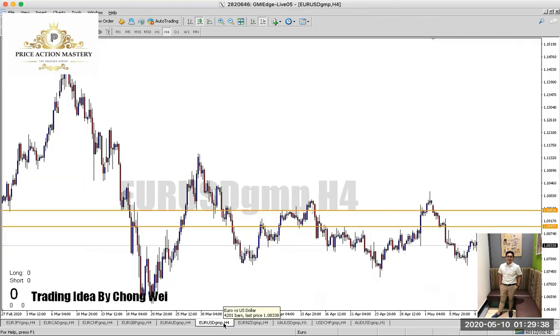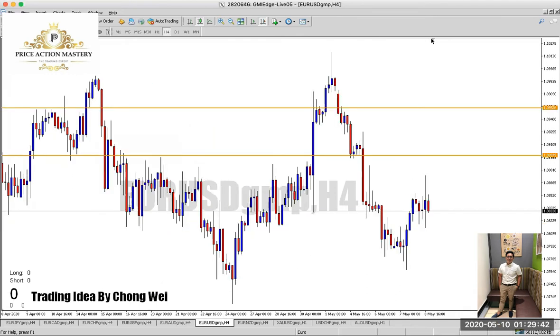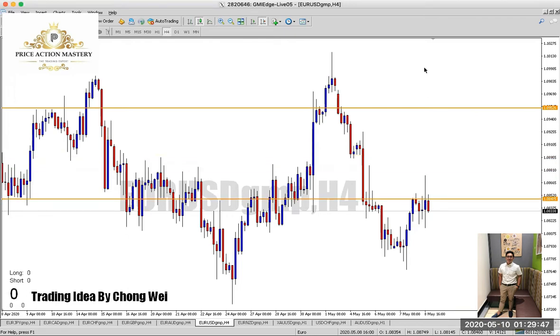Okay, for Euro USD, the shoulder hasn't formed. What we can see is the seller will bring the market to this level. If we sell here, the first TP will be this level, because the market hasn't formed a shoulder yet. Even the 1 2 3 4 hasn't formed yet.